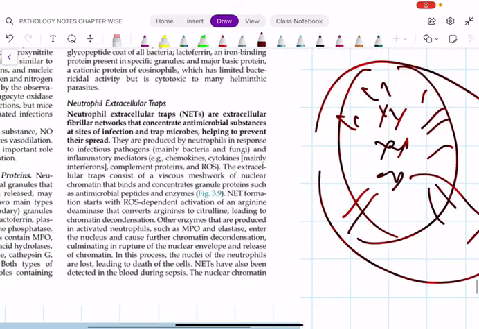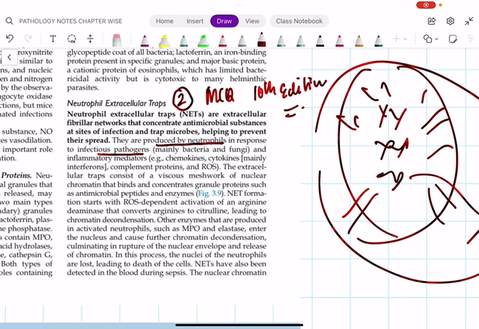They are produced mainly by neutrophils. It may be asked as a 2-mark question or an MCQ. It is a 10th edition update. Of course, in the 9th edition it is mentioned, but not in this much detail. They are produced by neutrophils in response to infectious pathogens, and form a meshwork of nuclear chromatin, which has some antimicrobial peptides and enzymes.